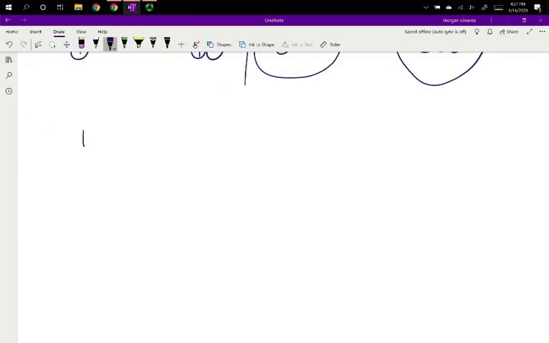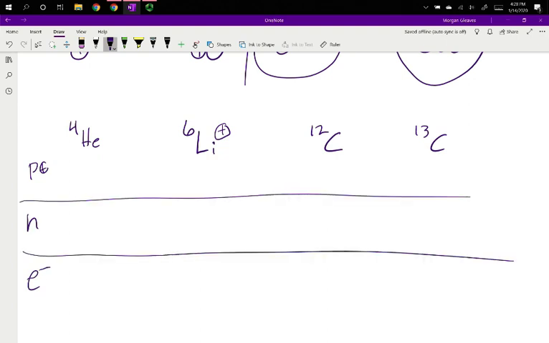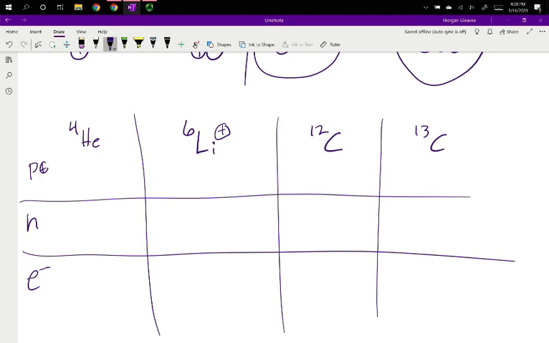Take a sec. Helium 4, lithium 6, carbon 12, carbon 13. Let's give a plus charge on that lithium. So reference the periodic table, use these symbols, and write for me in each case the protons, the neutrons, and the electrons for each of these. So go ahead and pause the video and give that a try, and then come on back.